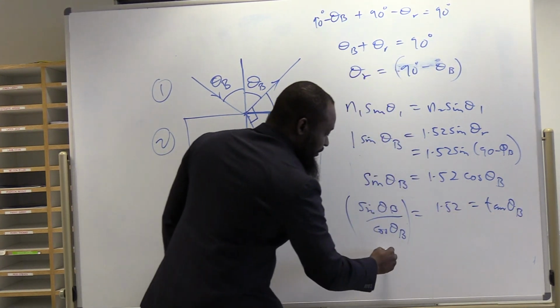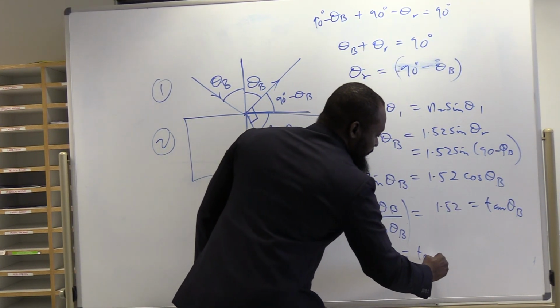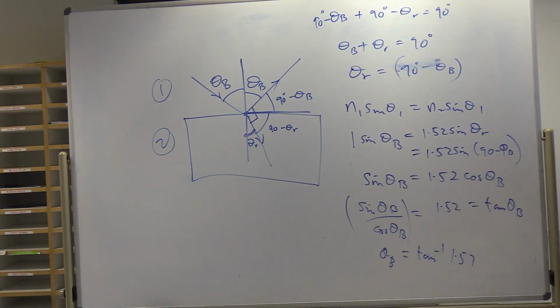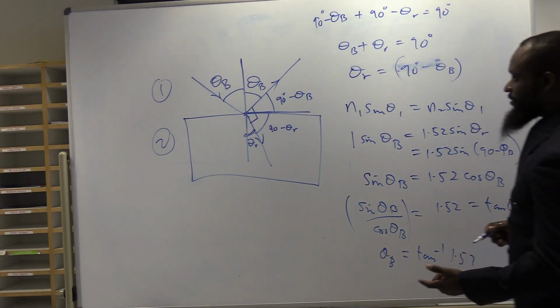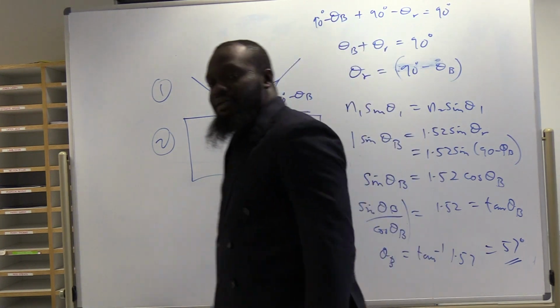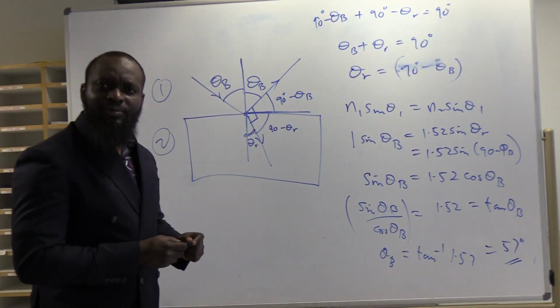So what is theta Brewster? Theta Brewster is the tan inverse of 1.52. And that just gives you your answer in that case, which is 57 degrees, I think. Yeah, 57 degrees, to calculate, okay? And then you're done with the recitation for this week. Really simple problems and easy to go.